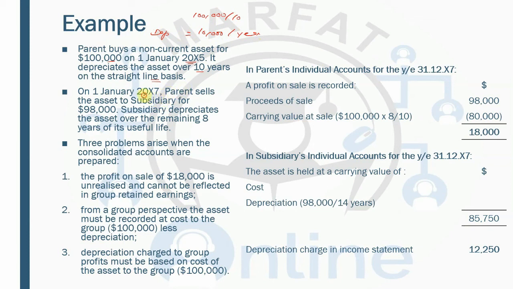On January 2007, that means after 2 years, what would be the carrying value? The carrying value would be 80,000 because deducting the 2-year depreciation. The parent sells the asset to subsidiary for 98,000. Subsidiary depreciates the asset over remaining 8 years of its useful life. Now, the carrying value was 80,000 and they have sold for 98,000. So the profit is 18,000. This is the profit on disposal. Now, the subsidiary has purchased for 98,000 and now they will be depreciating the 98,000 over 8 years of remaining life.